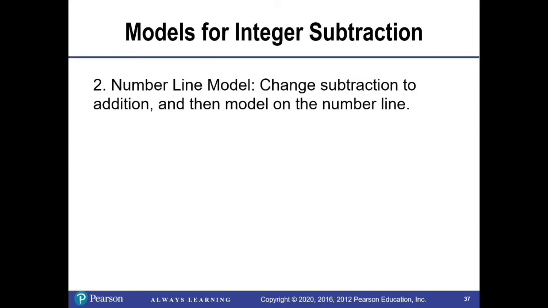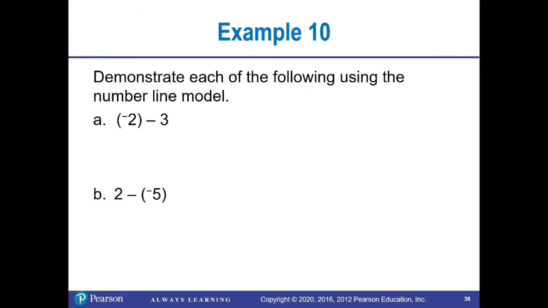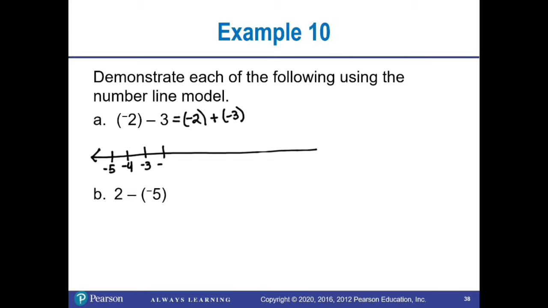Our next model is our number line model. For the number line model, we're going to change subtraction to addition and then model on our number line. So negative 2 minus 3. Well, this is the same thing as negative 2 plus negative 3. Draw your number line. Typically on your number line, you can count from about -5 to +5.